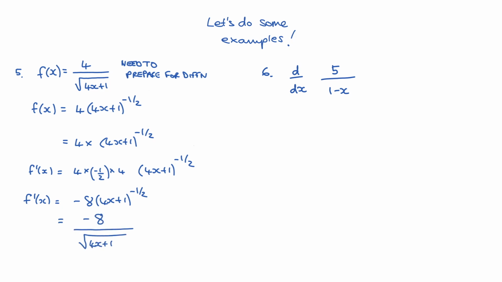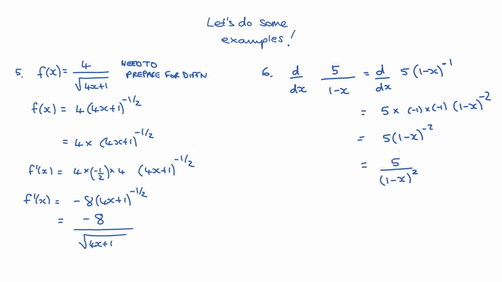Lastly then, differentiating 5 over 1 minus x. Got to prepare it for differentiation first of all. 5 is a constant. We multiply by the power and we reduce the power by 1, and we multiply by the coefficient of x, negative 1. So that's 5 times (1 - x) to the negative 2. And we'll write that as 5 over (1 - x) squared.